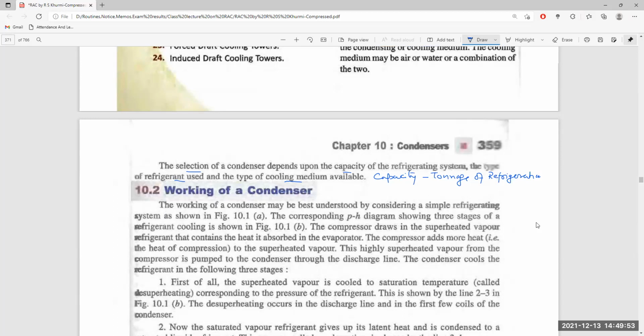So, the selection of the condenser depends on the maximum amount of refrigeration, the tonnage of refrigerant, which is desired from your system. And it also depends on the refrigerant being used and on the type of cooling medium which is available at that moment.